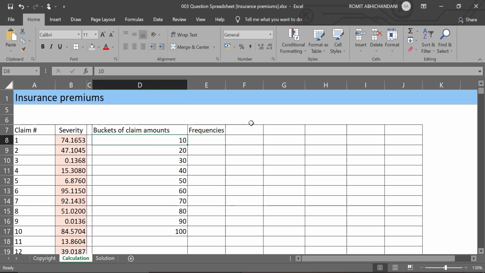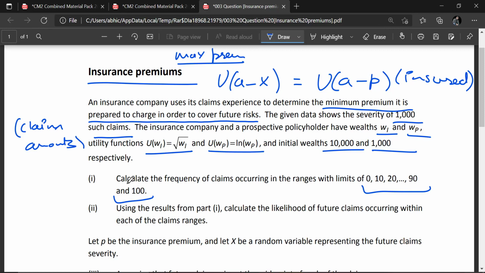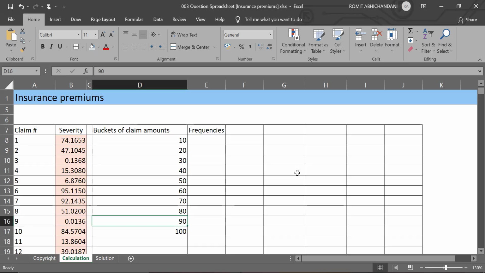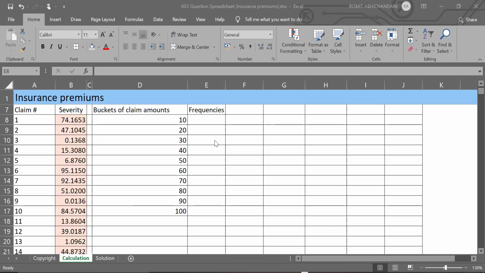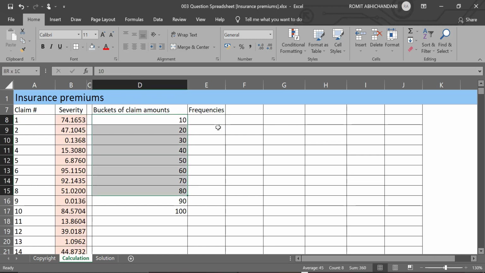So this is 0 to 10, 10 to 20, 20 to 30, and so on and so forth, right? And that's what they've asked you. Calculate the frequency of claims occurring in ranges with limits of 0, 10, and so on. Now we want to get the frequencies, right? For doing that, I'll use an Excel function called frequency, which is often used to get the frequency distribution whenever you have an array of values available and you want to put them into buckets and get frequencies.